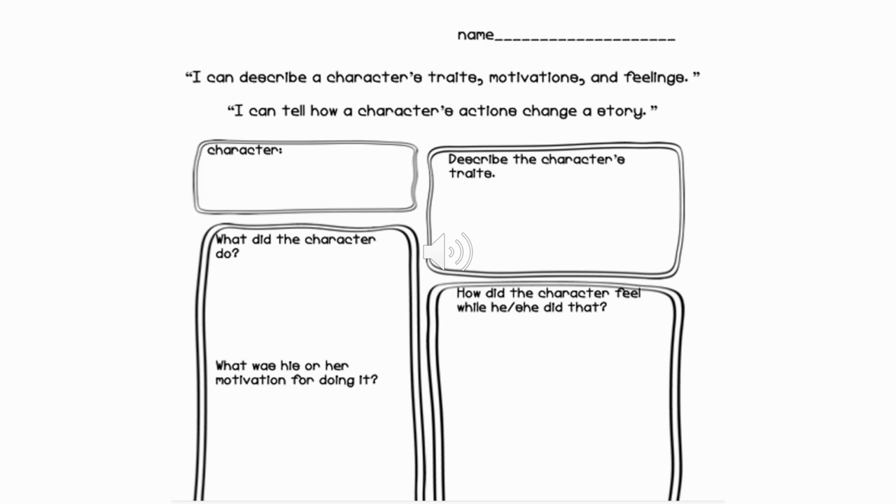Then you're going to go to the next box on the right, which says, how did the character feel while he or she did that? So maybe this certain character, at first they felt like they got what they needed or wanted, but then they saw the student whose desk it was looking everywhere for their favorite pencil, and they might have felt a little guilty about that. That's the beginning of the change in the character. How would that change the story? What would they do next?